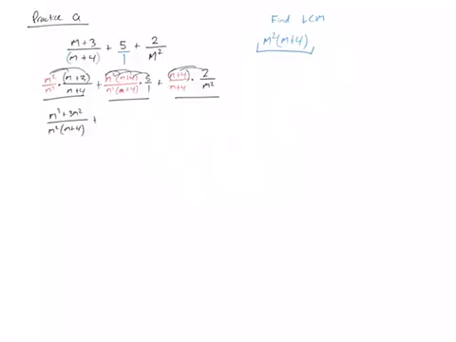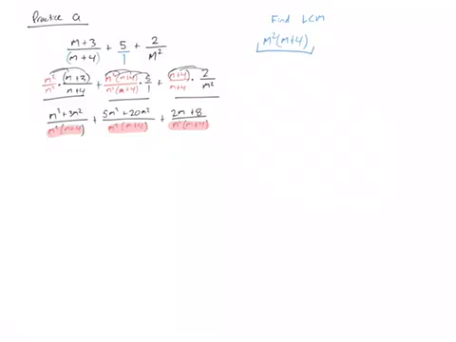Plus, it's going to give me 5m cubed plus 20m squared over m squared times m plus 4, plus 2m plus 8 over m squared times m plus 4. Now that I have my denominators all the exact same, all I need to do is add the numerators. That's why I went ahead and distributed those numerators in.